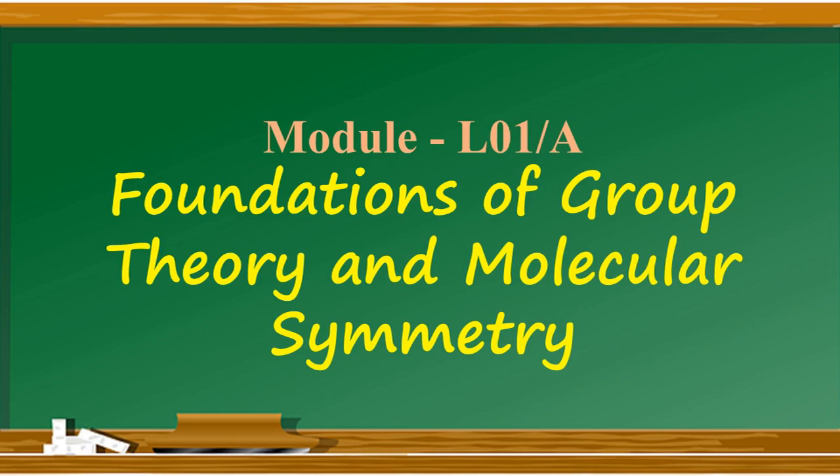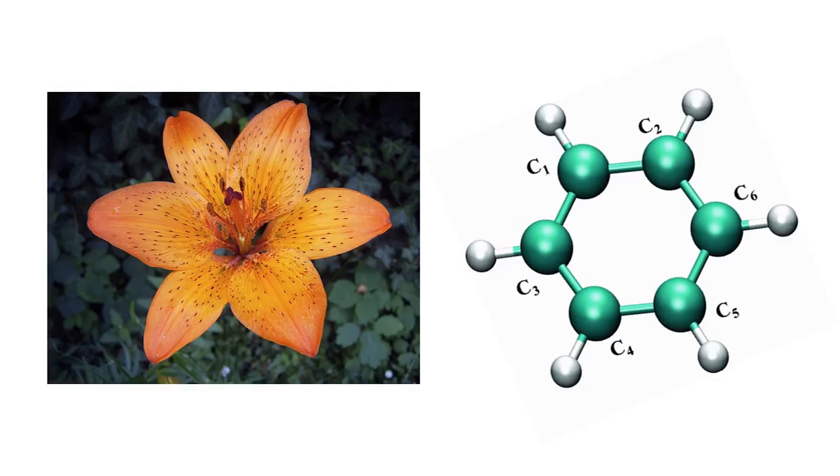Now let me ask a question. Did you ever think of why symmetry is important in nature? You could find countless examples of symmetry that nature provides us if you look around. Coming to this example, I have a flower on one side and the benzene molecule on the other side. Now look at this flower and benzene. You could find a common property among these two. They have similarity in symmetry.